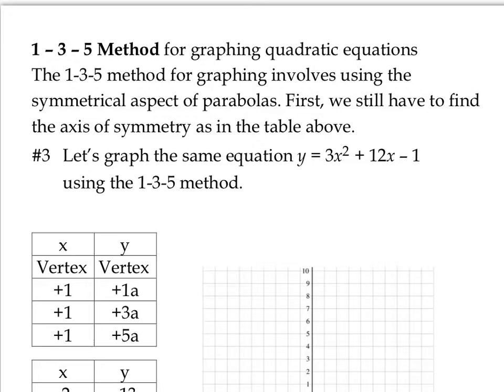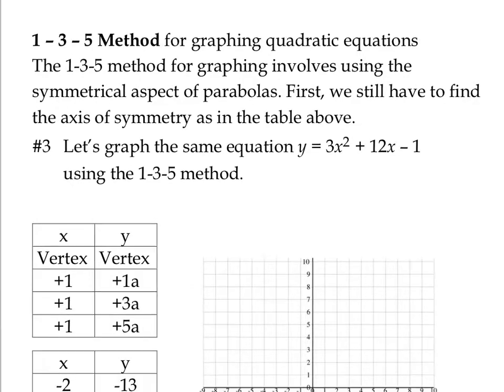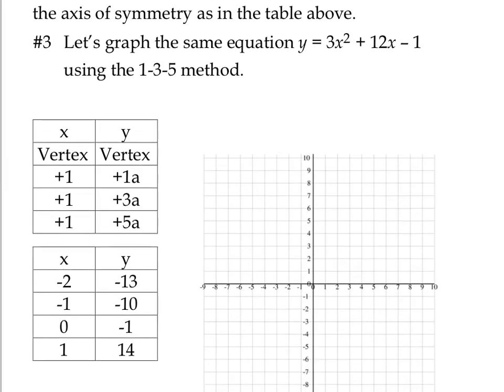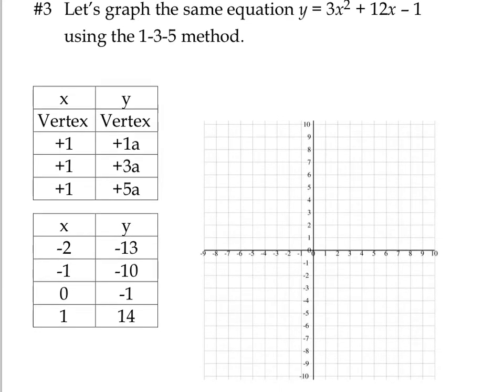We're going to use something called the 1-3-5 method that uses that symmetry of the parabola. That's the same on both sides of the vertex. And we're going to figure out what's happening on one side and then just copy it over to the other side. And the way this works is when we find the vertex of our graph, we do the negative b over 2a, and we'd get our vertex, just like we did before. So when we do that, we'd have negative 2 comma negative 13.